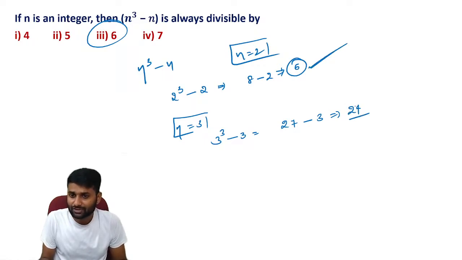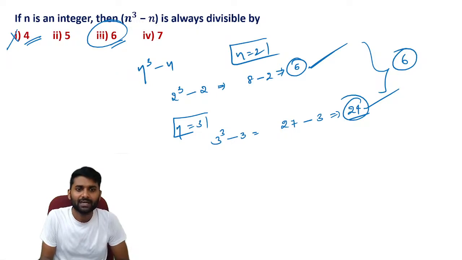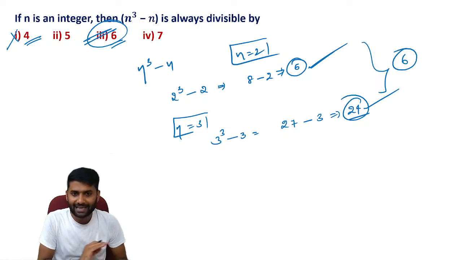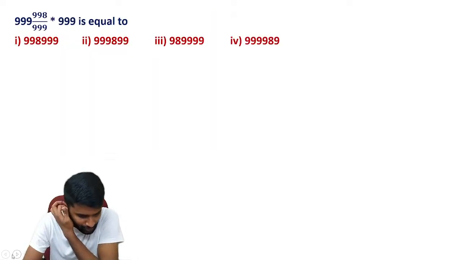Yes, the common factor of 6 and 24 is 6. Why? Because you never get 6 in the 4 table, that's why don't consider 4 in your answer. And 6 is not divisible by 5 and 7. With one more substitution you will get 24, and 24 you will get in the 4 table and in the 6 table, but 6 you never get in the 4 table. That's why the common factor of all the substitutions is 6. It means if n is an integer, n cube minus n is always divisible by 6. Next, go through this question.